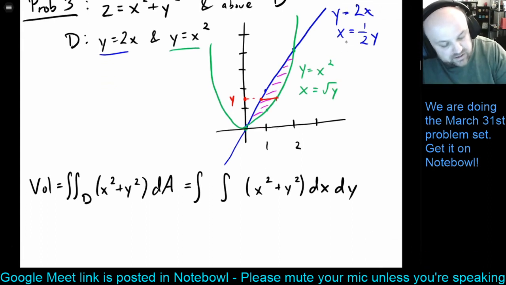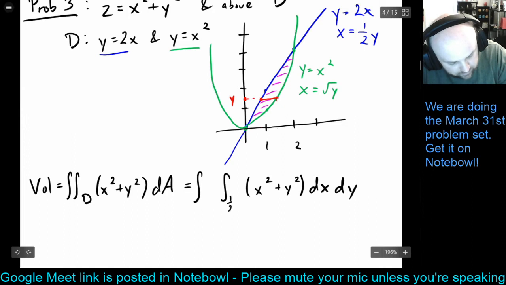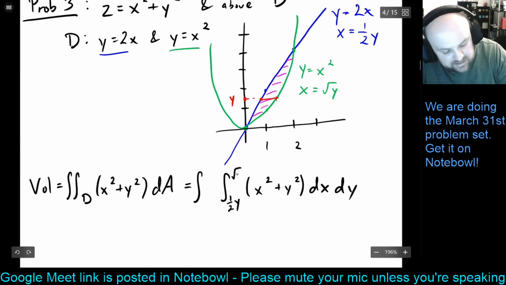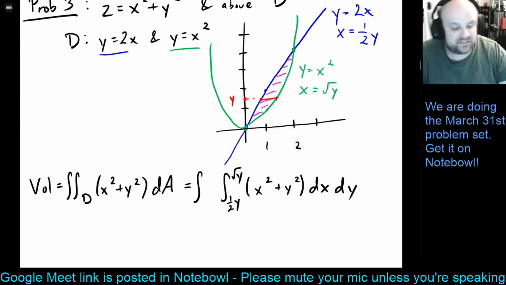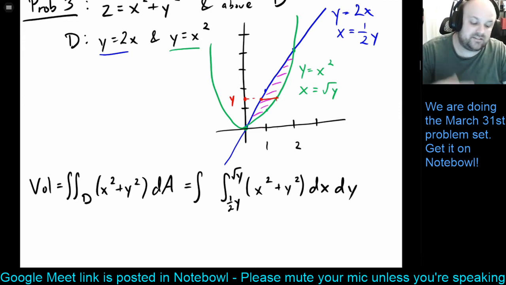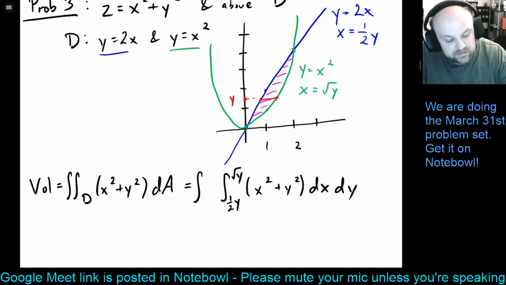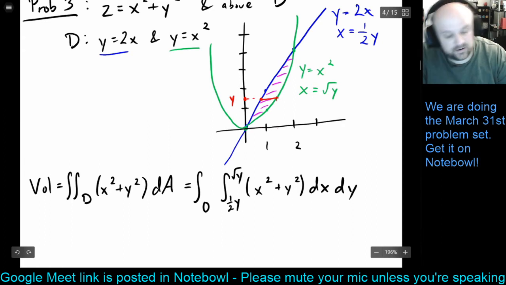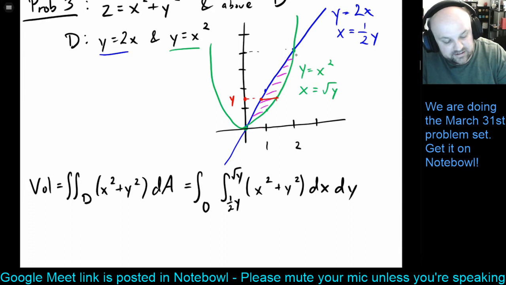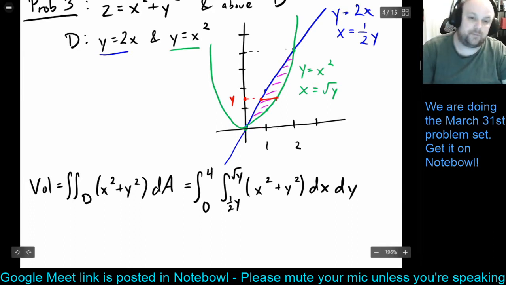So here we're starting on the blue one. We have 1/2 y down here. We have square root of y up here. For y, we just need to know, well, what y value does this start at? What y value does it end at? The lowest y value is 0 here, so we're going to start there. The highest y value is where these intersect, and this is y equals 4. We go from 0 to 4.